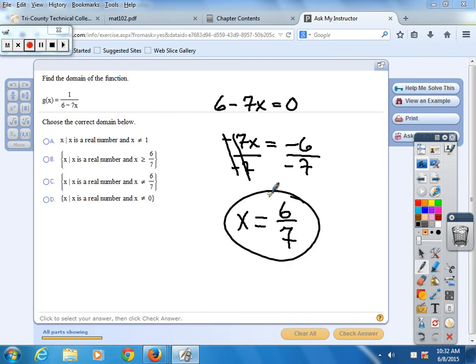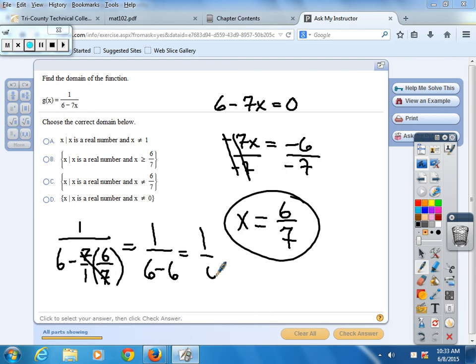So 6/7 will give you what in the denominator? 0, Hubert. That's right, class. So let's check it. 1 over 6 minus 7 over 1 times 6 over 7. And what happens to the 7s? They cancel out. You get 1 over 6 minus 6, which is 1 over 0, which will cause your calculator to go into error mode.